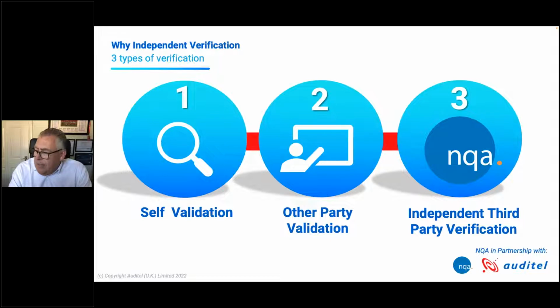You will notice that there's a change in language as we look at the 3 different routes. The first one being self-validation, you're validating it. Nothing's being verified because you're doing it yourself. And other party validation is exactly the same. It's being validated rather than verified. The only time something can be verified is if it's verified by an independent third party, such as NQA, who are accredited to do so.